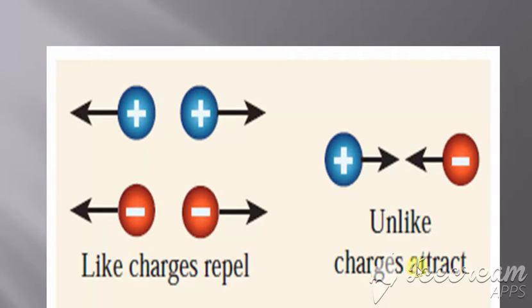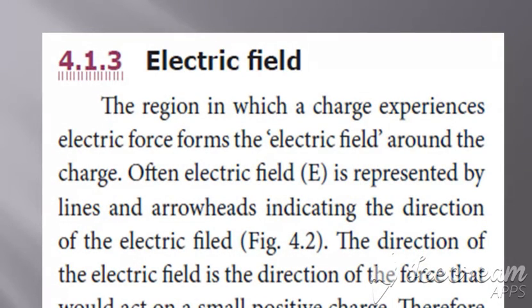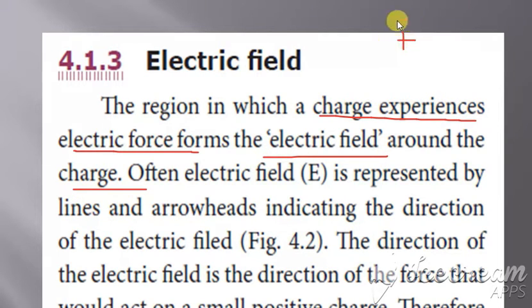Then next is the electric field. What is meant by an electric field is the region in which the charge experiences the electric force; that forms an electric field around the charge. Suppose you consider a charge like this, and if you place any charge at this place, we can see that around this charge, at some distance, we can experience this effect. This charge effect can be felt at some distance, and the region over which the charge can be felt is called the electric field.